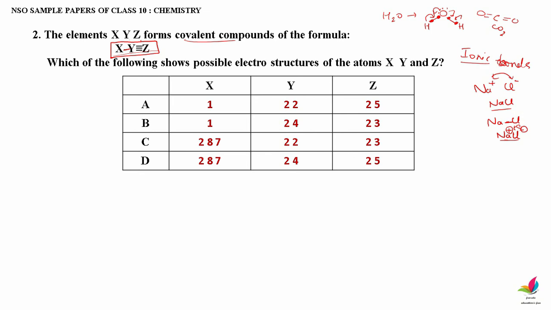So you need to identify its electronic configuration. What is the electronic configuration of X, Y, Z that you need to identify? So let's see one by one. Instead of analyzing according to the options A, B, C, D, I will explain according to the atoms that are present, X, Y, Z. Okay, so let's analyze for X.